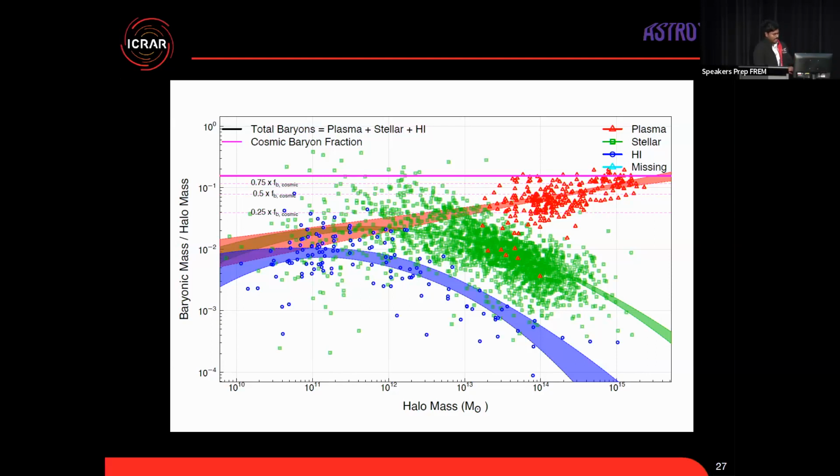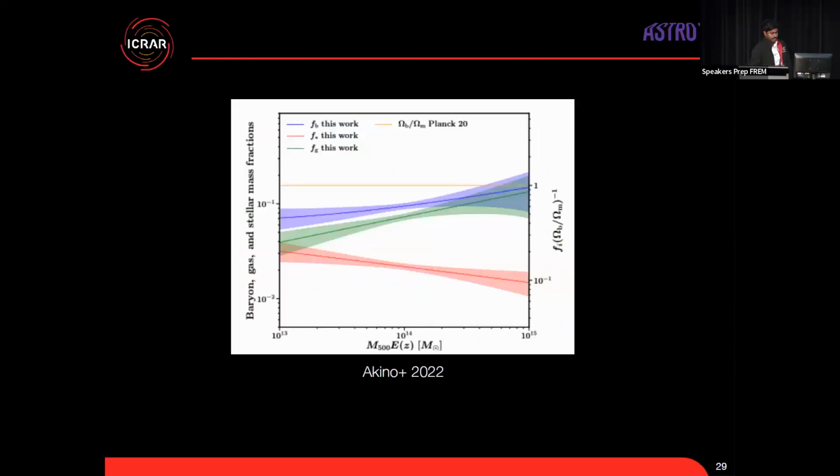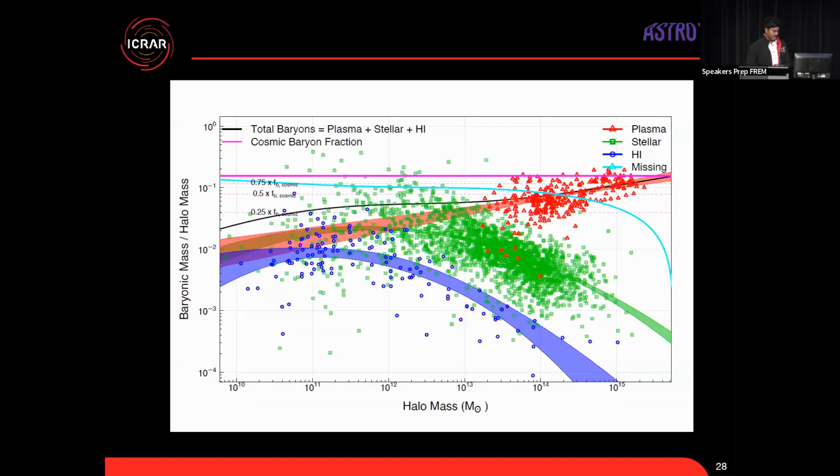However, when you come down anything below 10 to the 14 solar mass, we are less than 50% of the cosmic baryon fraction. So we have some baryons which are missing, but this is not the first work which has shown this. Here the black line is the total, which is the sum of the red, green, and blue. There have been studies, this is one from last year, in which they used X-ray clusters, around 100 clusters, with X-ray measurements and corresponding stellar measurements from SDSS. Even here, you can see that anything below 10 to the 14.5, they are missing. They are not able to account for the baryons that are present. So where could these baryons be?